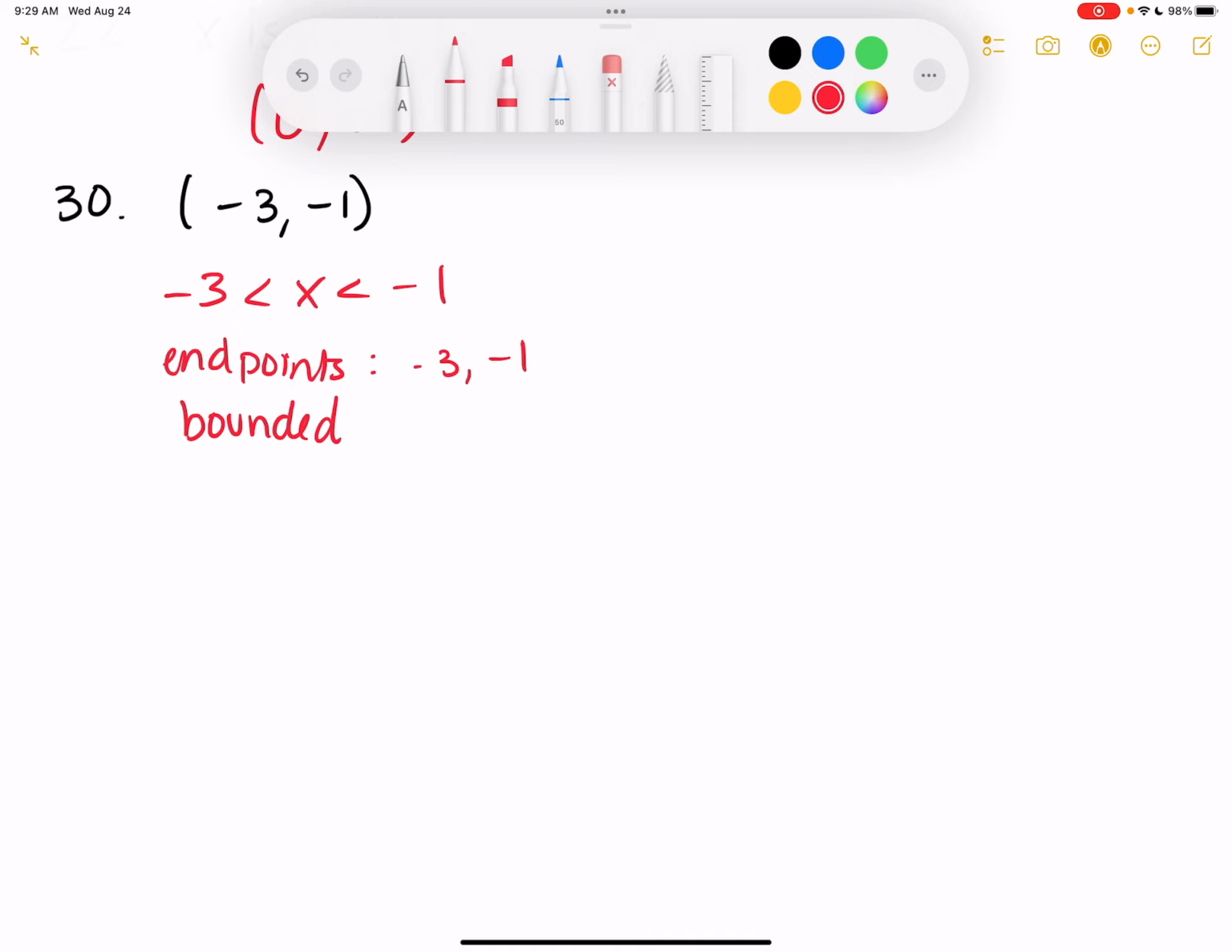Open. Oh my gosh. I mixed up. Wait a minute. How's it open? Because it's parentheses. Look at the chart. Wrong, next page. I was looking at the last page. Oh, wrong one.